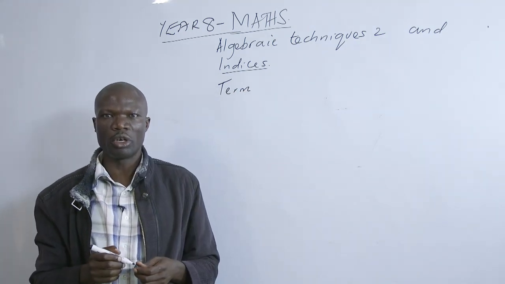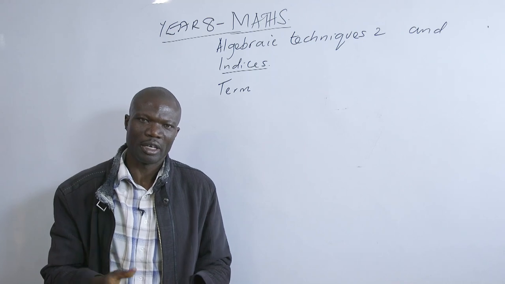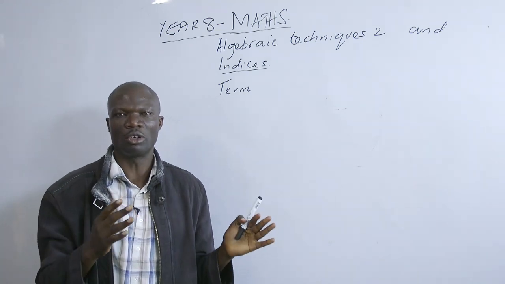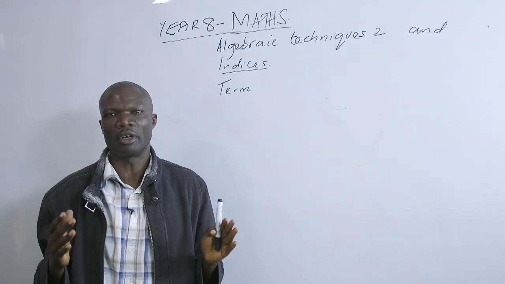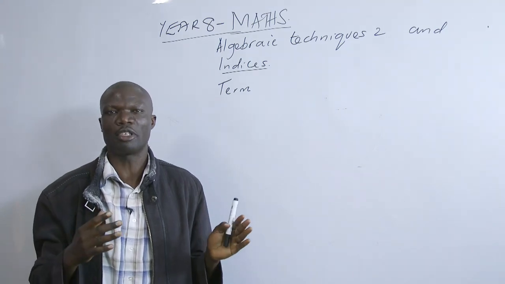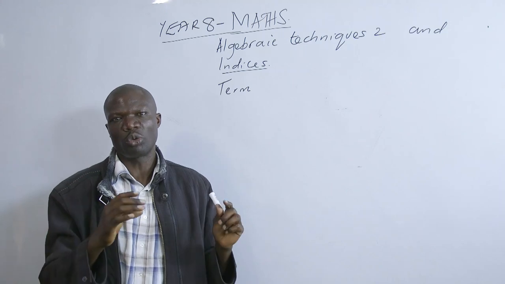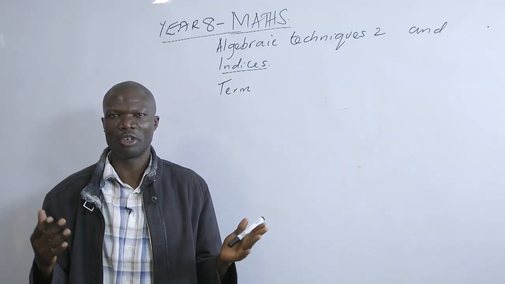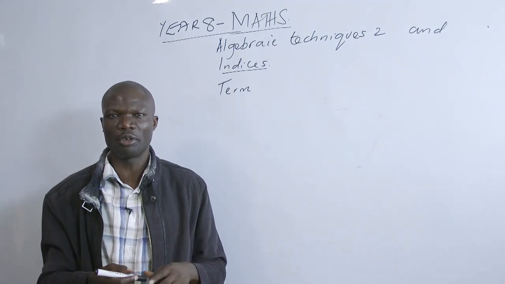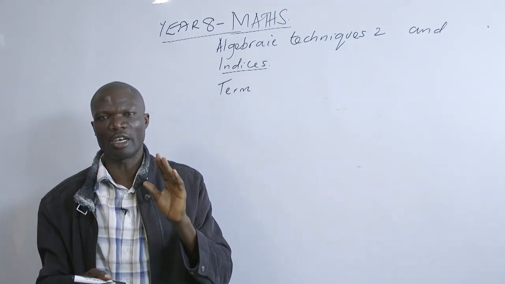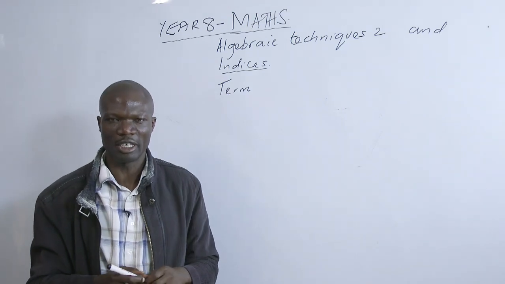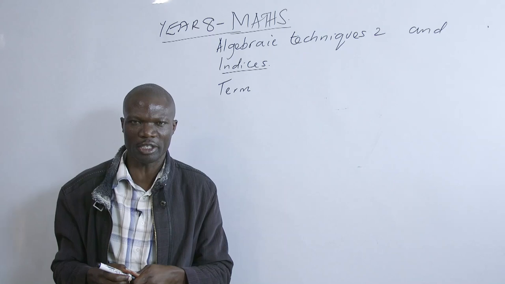There is what we call a term. A term is found in an expression. So when we have an expression, this is simply a combination of terms. And we can look at a few examples of expressions, and then we identify how many terms make up that expression. For example, let us look at this.